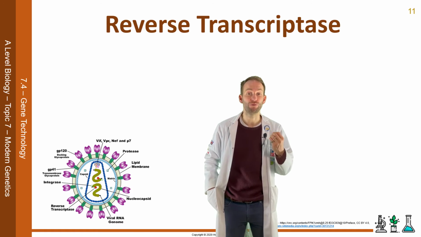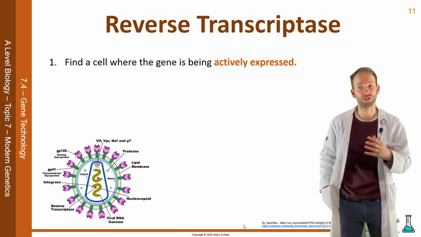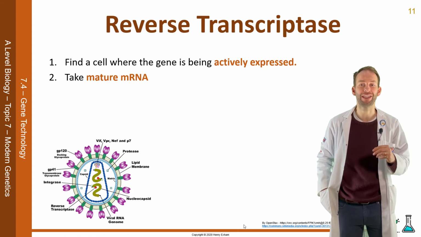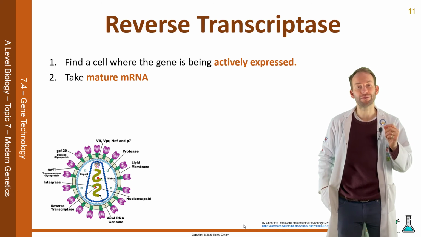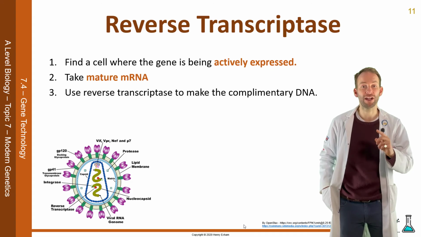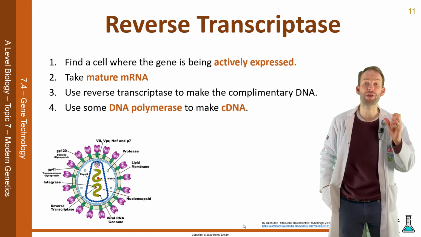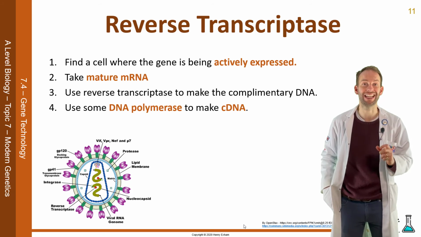You take that mature messenger RNA, which has been spliced to have its introns removed already, so that's a benefit here, and we use reverse transcriptase to make the complementary DNA. That's only going to be single-stranded, so the final step is to use DNA polymerase to make it double-stranded, resulting in a copy of the gene called cDNA.